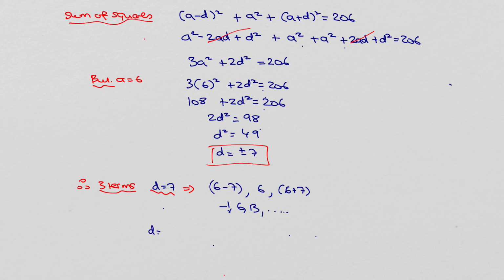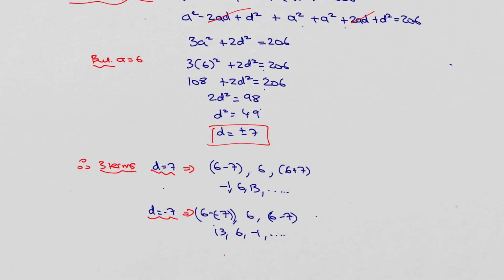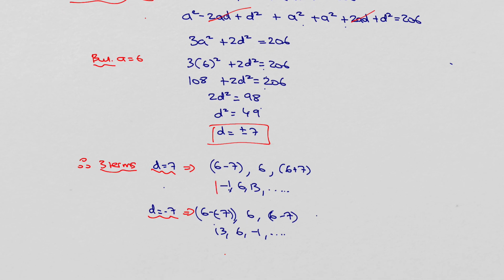And if d is minus 7, then that means the first term was 6 minus minus 7, 6, and 6 minus 7. So that gives me 6 plus 7, which is 13, 6, and minus 1. So what you see is we actually get the same numbers, just in reverse order.